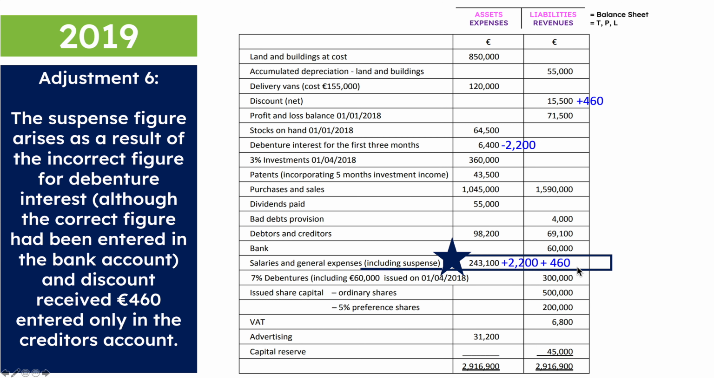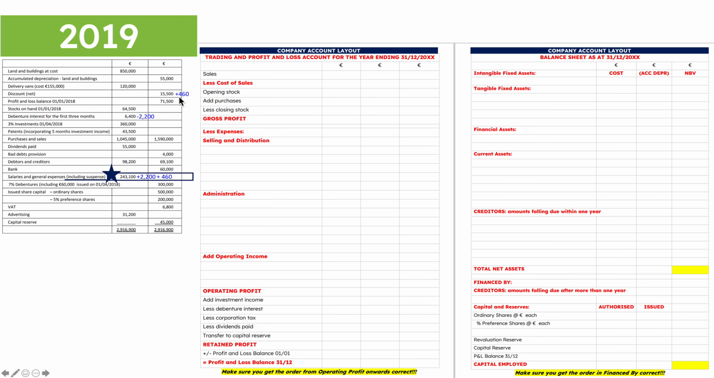So what's this going to look like? So your discount received is going to be increased by 460 there. The debenture interest is actually going to be 4,200 and not 6,400. And the salaries and general expenses will go in admin there, 243 plus 22 plus 460. And remember, this is only big because I'm showing you guys, but just write it nice and small and keep these columns clear. So you're just doing your workings here at the side here. No need for workings pages.